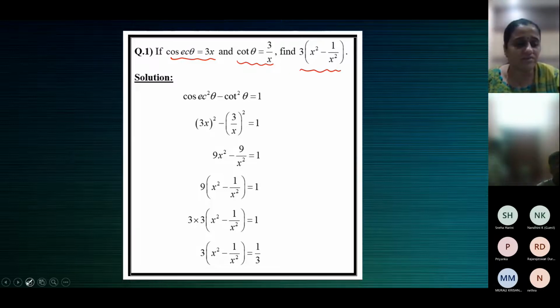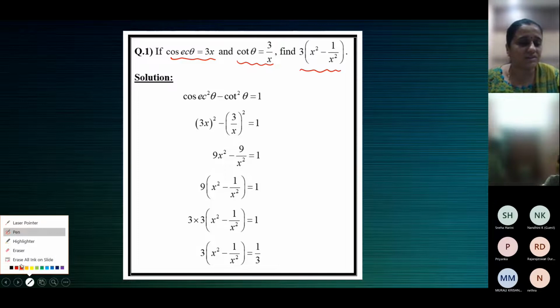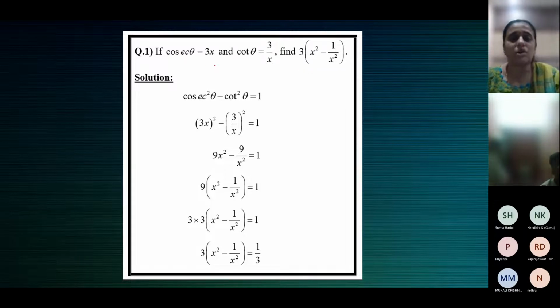Now what is given is cosecant theta and cot theta. Now we are going to connect them using an identity. We know that cosecant square theta minus cot square theta is 1. Why are we using this identity? Because we are given the values of cosecant theta and cot theta. So using cosecant theta and cot theta, we have this identity: cosecant square theta minus cot square theta is equal to 1.